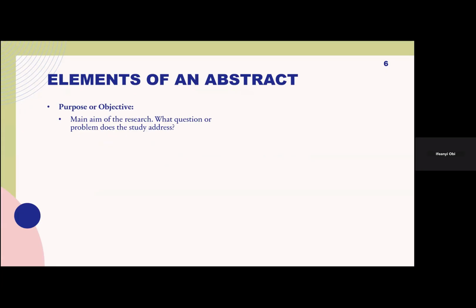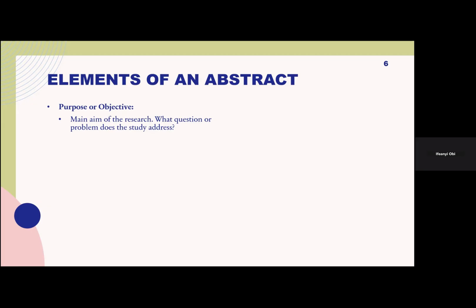Now, what are the elements of an abstract? I think by now you probably get a sense of it already, at least keeping in mind what we said at the beginning. You want to highlight the objective of your work. And that means, what is the aim of your work?